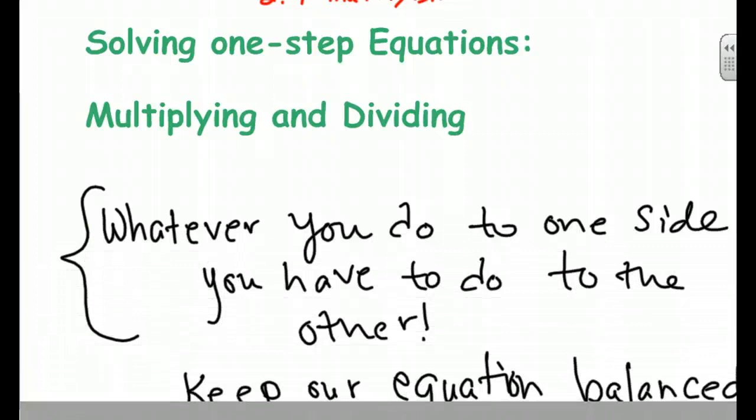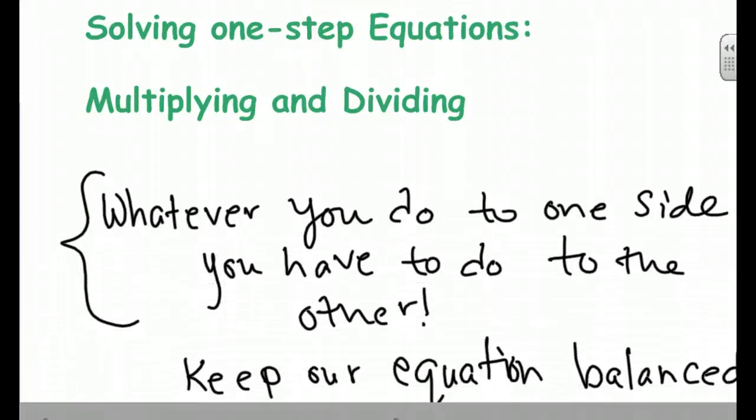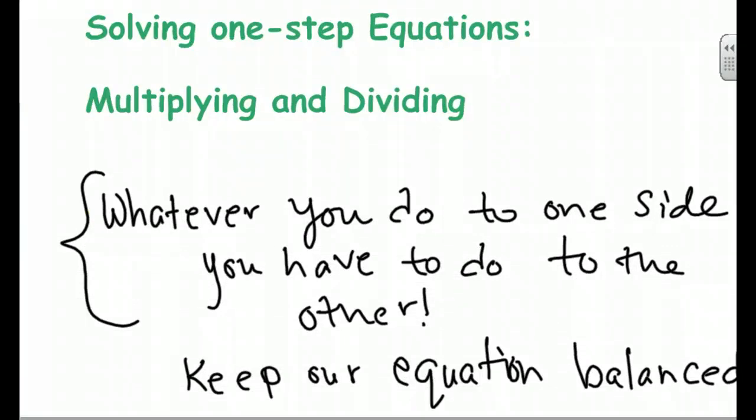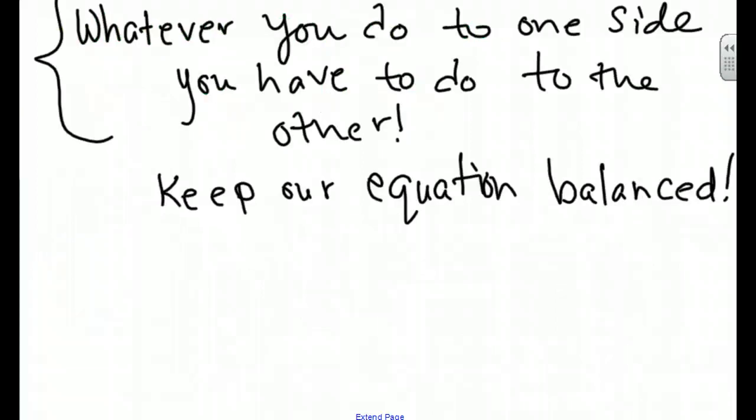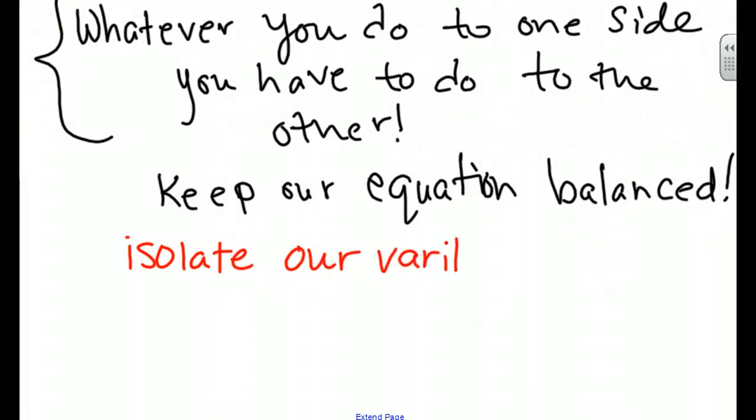So the same rule applies, and we already wrote this down in our other set of notes: whatever you do to one side of your equation, you have to do to the other. So we have to keep our equation balanced. And this is exactly what I wrote for your adding and subtracting notes. One more thing I want to add to this is we want to isolate our variable. So remember, when I write, you're writing, or if it's something that's typed, I'll go ahead and highlight it for you if I want you to write it down.